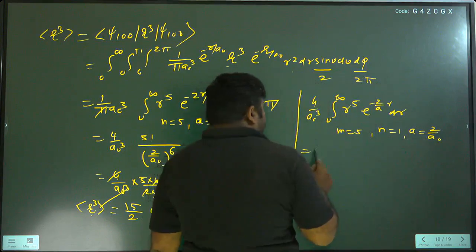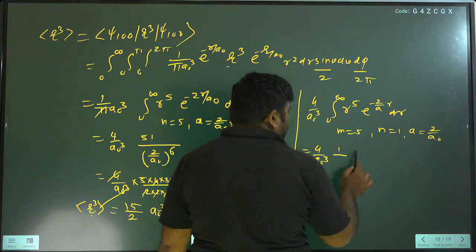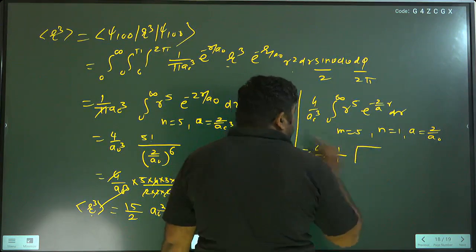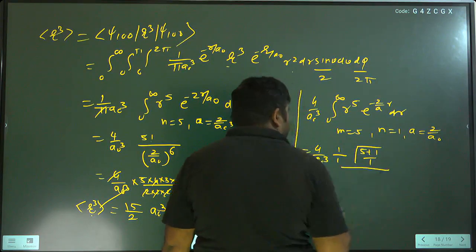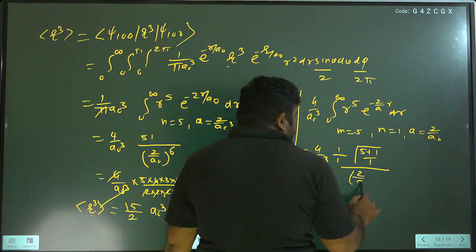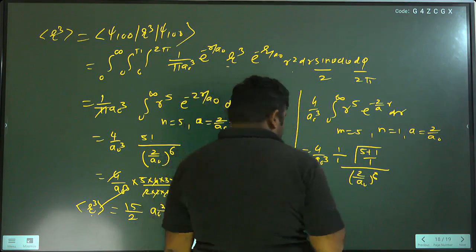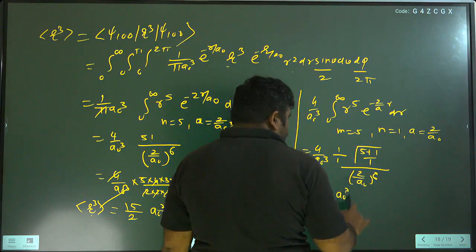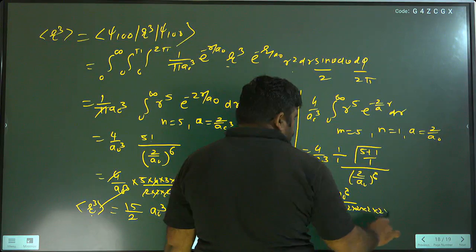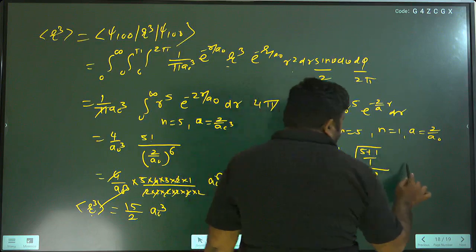Then this is equal to how much then? 4 upon a naught to the power 3, 1 upon n, n is equal to 1, means 1 upon n gamma of m plus 1 upon n, that is 5 plus 1, 6, upon 1 divided by 2 upon a naught, bracket to the power 6. Then this is equal to how much? 4 upon a naught, a naught to the power 6 divided by 2 to the power 6. And this is nothing but gamma 6.